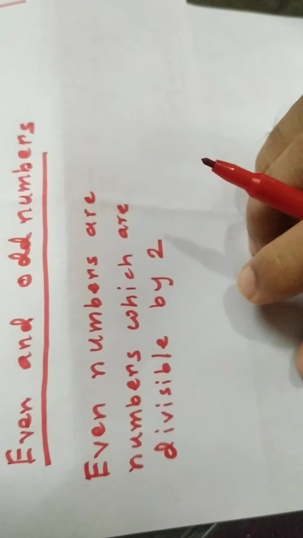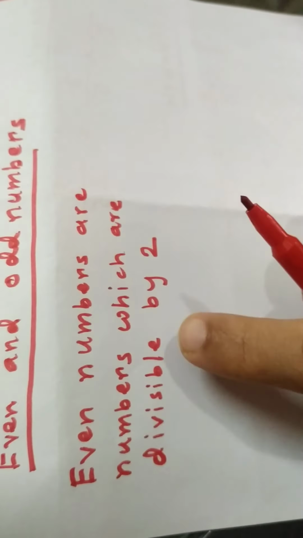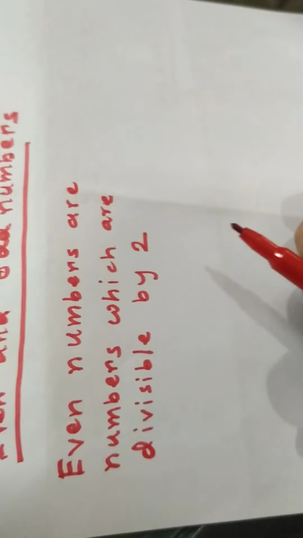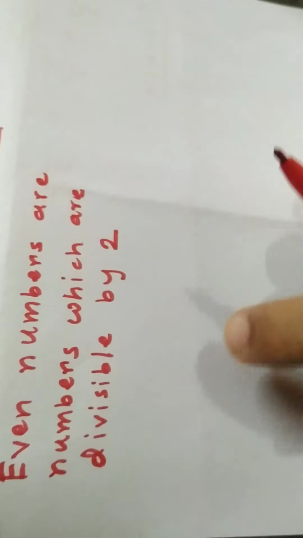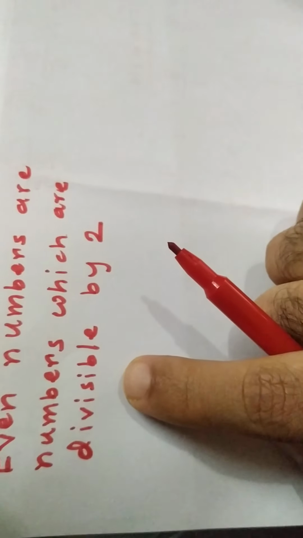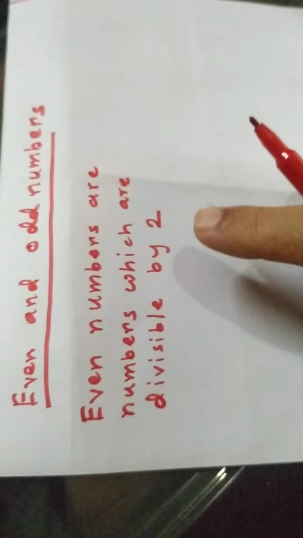Now there is a very fine concept to understand here. What do you mean by divisible? You can divide any number by any number, but what do you mean by divisible? Divisible means my division will give me no remainder. Let's straight ahead move towards an example.